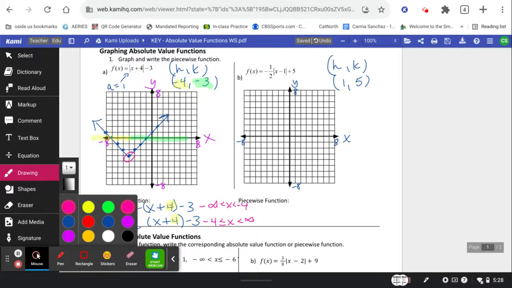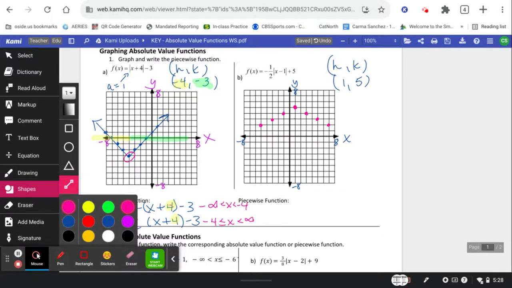So out one up 1, 2, 3, 4, 5. And this is a downward sloping, down 1, right 2, down 1, right 2, down 1, right 2. And then let's look for that reflection on the other side. And then grab your straight edge. And there's your beautiful absolute value function.